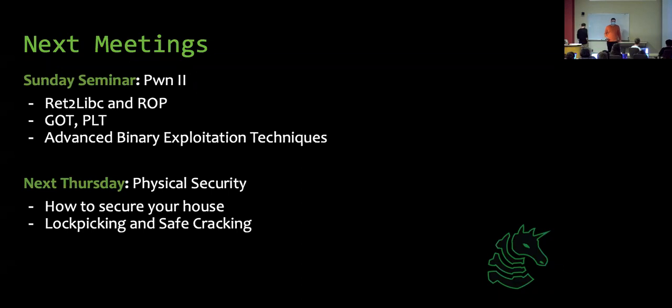Our next meetings, real quick: Sunday seminar is going to be PWN 2. That's going to cover some of the more advanced things. It includes stuff like ret2libc and ROP, which are some pretty cool ways to get around data execution prevention. And then GOT and PLT, the global offset table and the procedure linkage table. If any of these things sound interesting to you, Kevin's going to cover most of them, and some other advanced stuff.